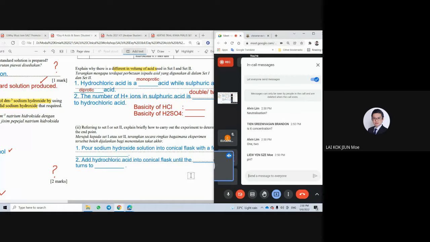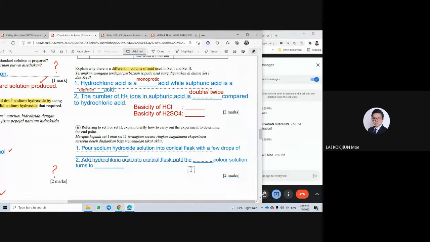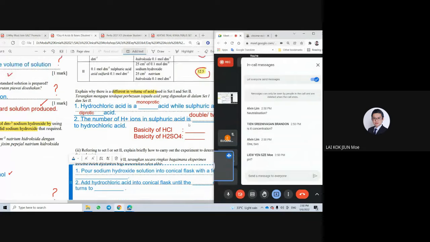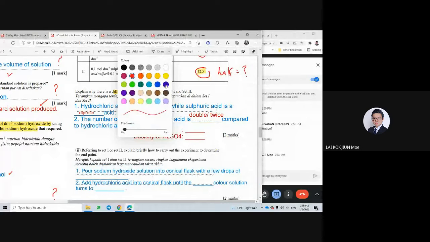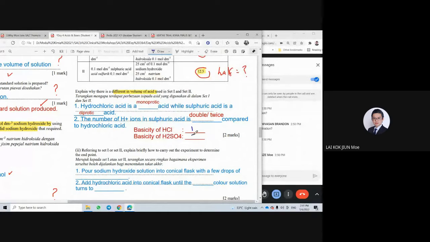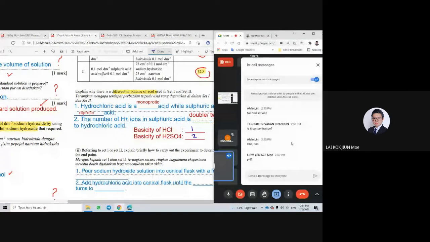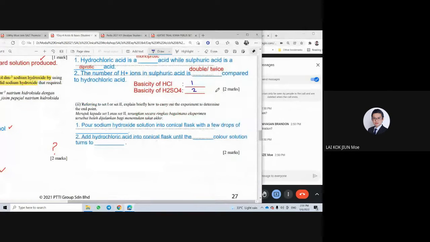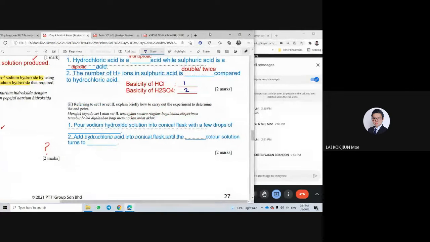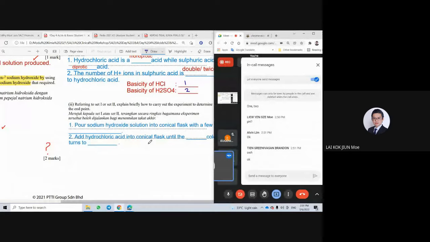pH, yes, Alvin, you are right. Is it concentration? It's the monoprotic and diprotic actually. So this is 1, this is 2. Basicity means how much of the ion can come up. So got 1, 2, like this. So don't worry. Maybe we can use it. Can come out in the SPM also, because it is inside our syllabus. Be careful.